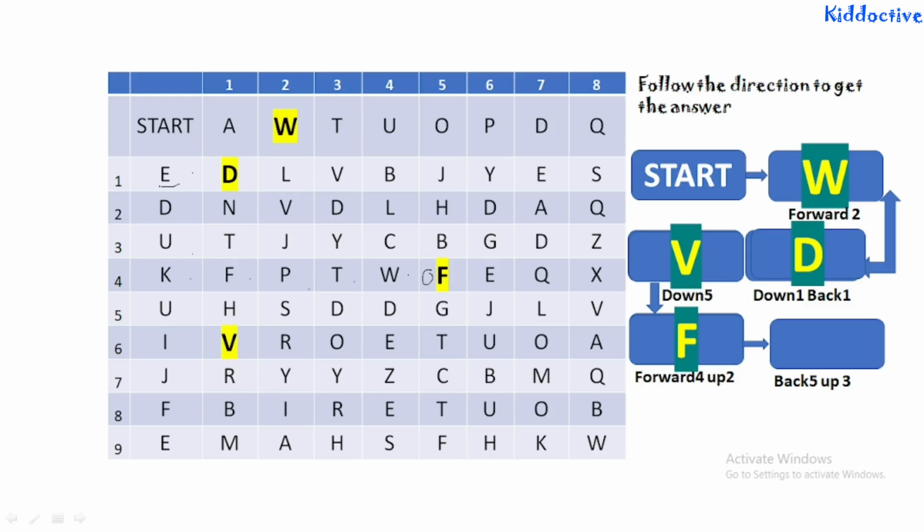So where do we reach? We reach here, E. Here it's also written E. Now up 1. Up 1 means again we reach start. So from start we begin and we end at start. Like this we are giving instructions in coding.